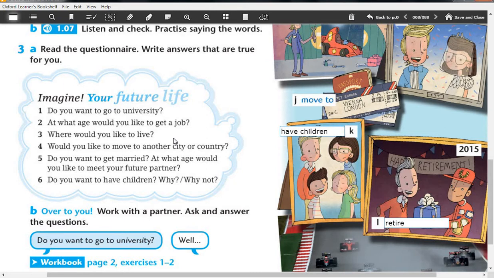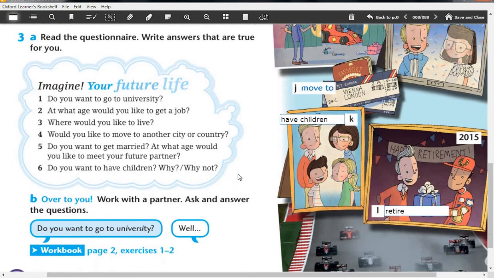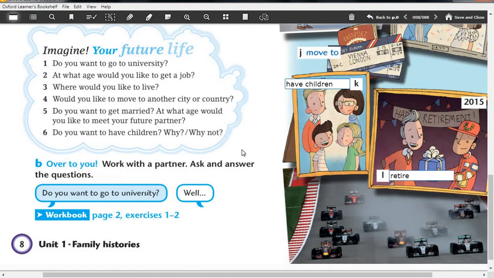You said yes. For example, for another city or another country, some of you said yes, some of you said no. 5, Do you want to get married? At what age would you like to meet your future partner? You said, I don't want to get married. Some of you said, I want to get married at around 30. Do you want to have children? Why not? Some of you said you like children, so you want to have children, but some you don't want to have children. And now over to you. Work with a partner, ask and answer the questions as like here.